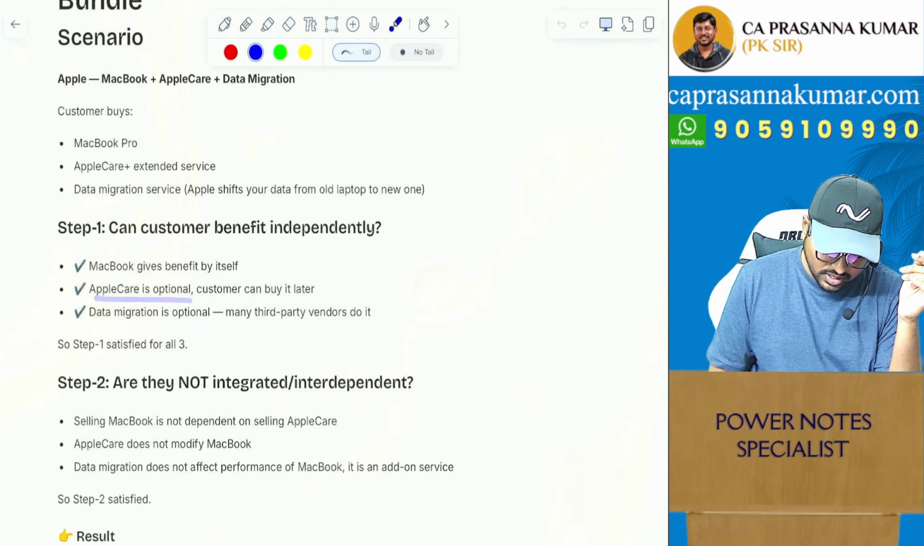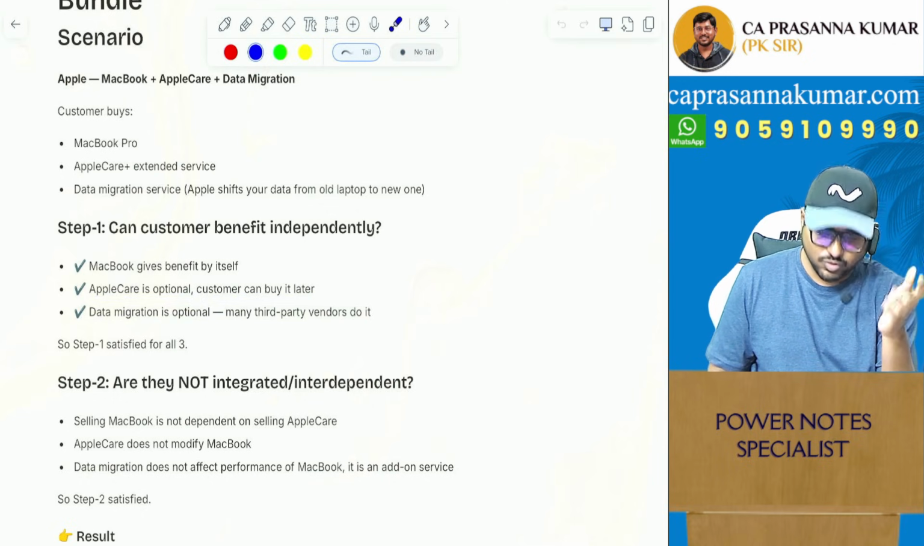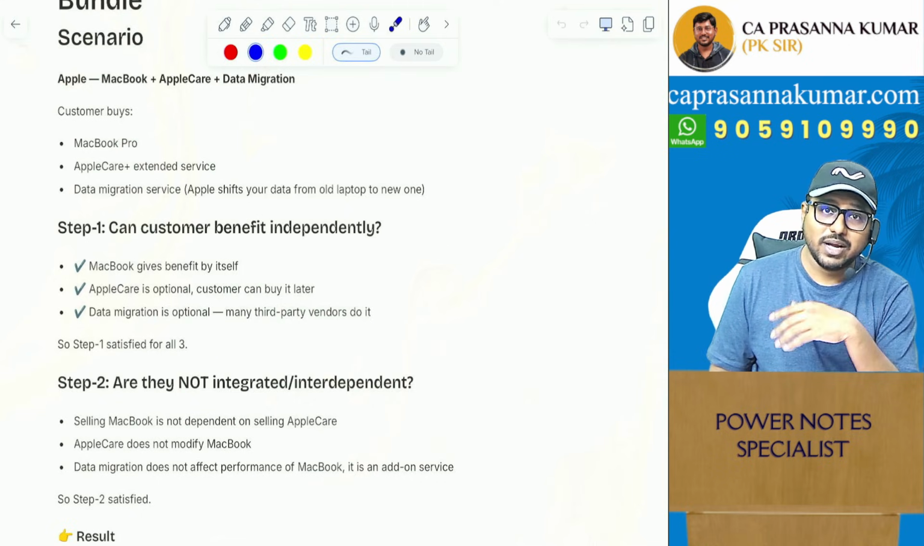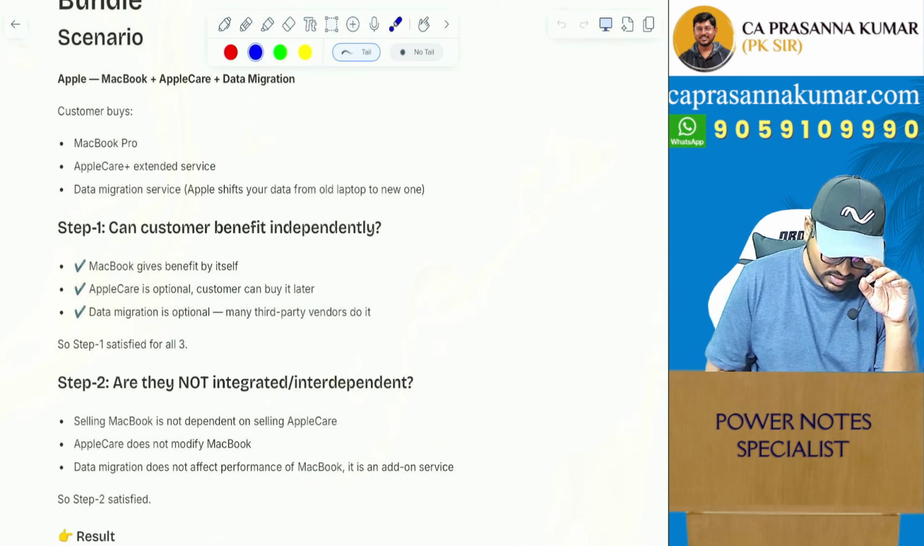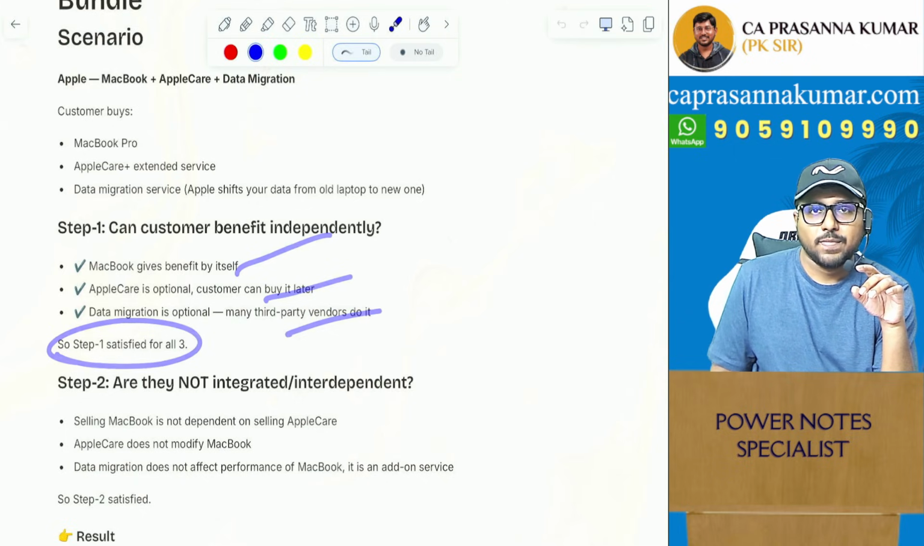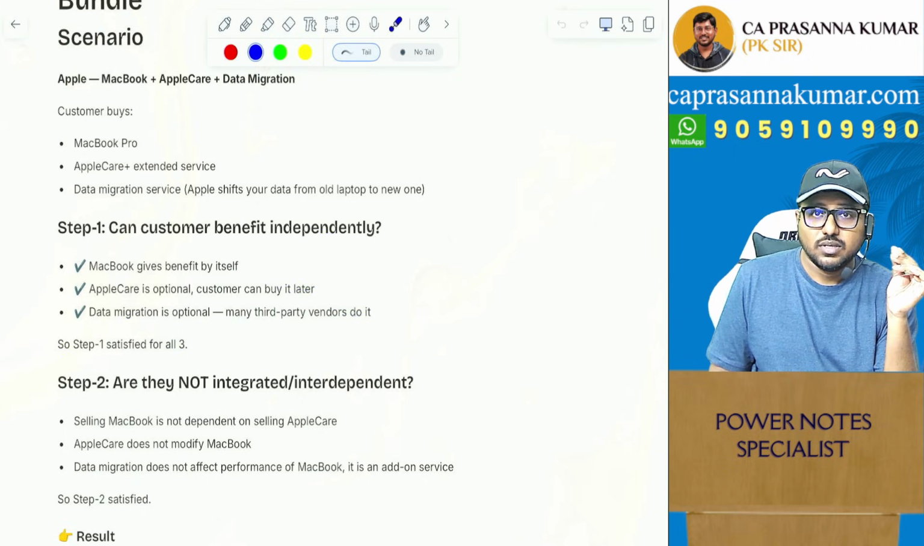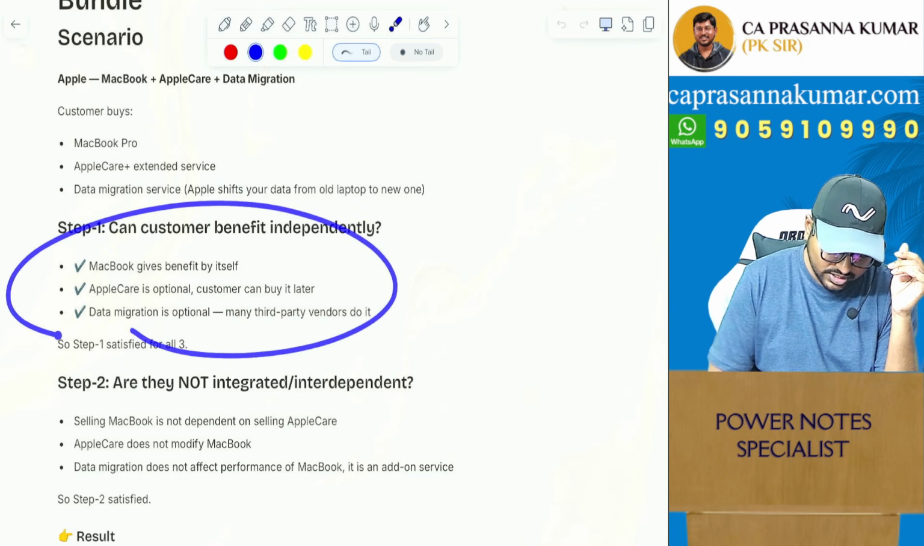Apple Care is optional. Customer can buy it later. Of course, it can be sold separately as well. Data migration is optional. Many third-party vendors do it. So you can buy it from outside guys as well, which means step 1 is satisfied for all three. You can enjoy it on your own, and you can also buy it from outside. You understand the point? So therefore, the first condition is satisfied.